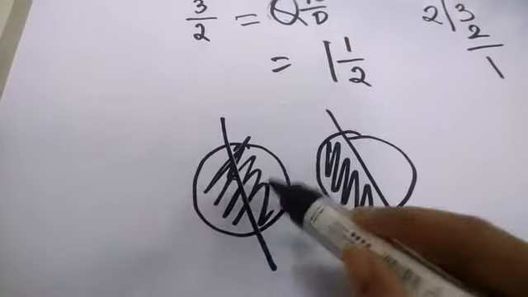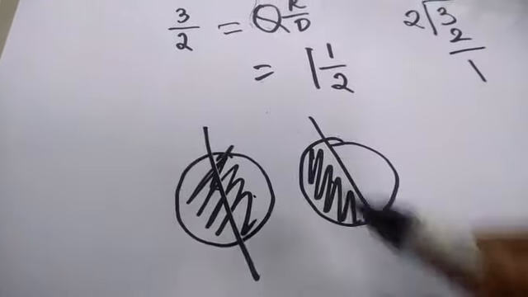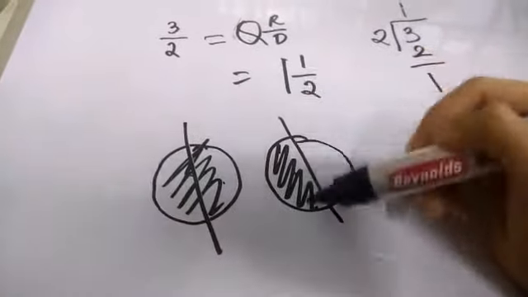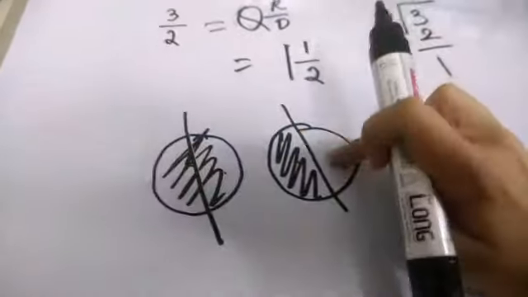And you can see how it's 3 pieces, right? 1, 2, 3. 3 halves, right? 3 halves are 3 by 2. So that is 1 plus 1 by 2. This whole cake plus this half cake.